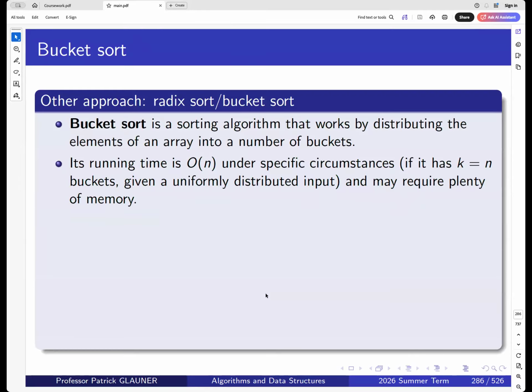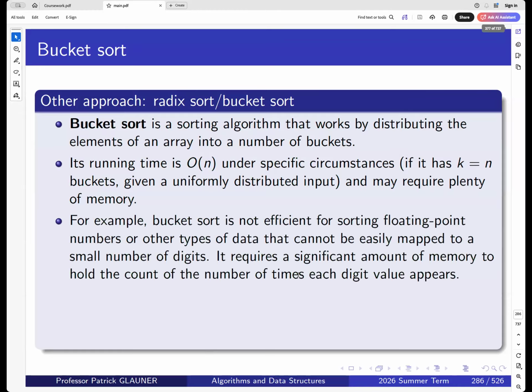And so there is a whole different family of sorting algorithms, for example, called bucket sort or radix sort. And what they do is a totally different approach to sorting. They don't use comparisons, but rather something else. So with bucket sort, you need to imagine that we take our data set and distribute the elements of our list into a number of buckets.